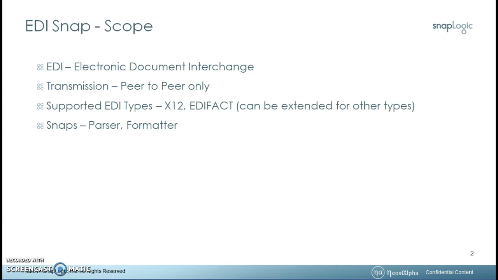The initial scope of the EDI Snap, developed for SnapLogic, covers the EDIFACT and X12 standards for peer-to-peer transmission, but it can be extended to cover more standards. As part of our initial scope, we are covering both the EDI parser and formatter, which we'll be explaining in further slides.